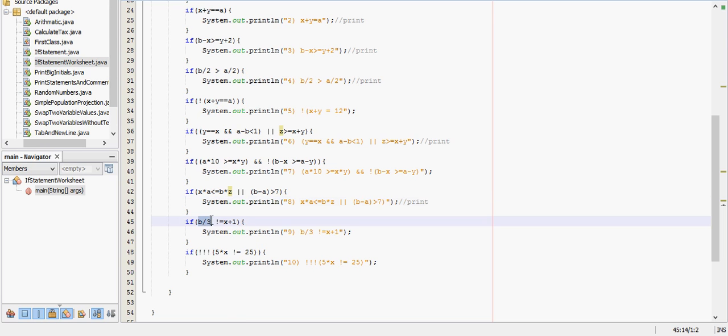So B divided by 3 would be 14 divided by 3. X plus 1 is 6. So 14 thirds shouldn't be equal to 6, but remember these are integers, so this is going to give us a whole number. It's going to completely get rid of the remainder. So 3 goes into 14 4 times. 4 is not equal to 6. This one will print.